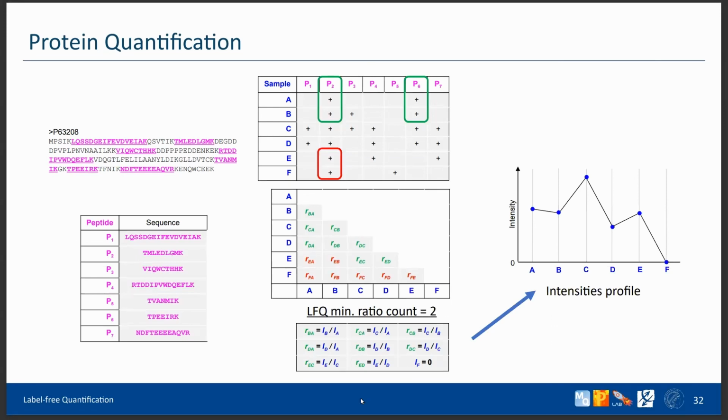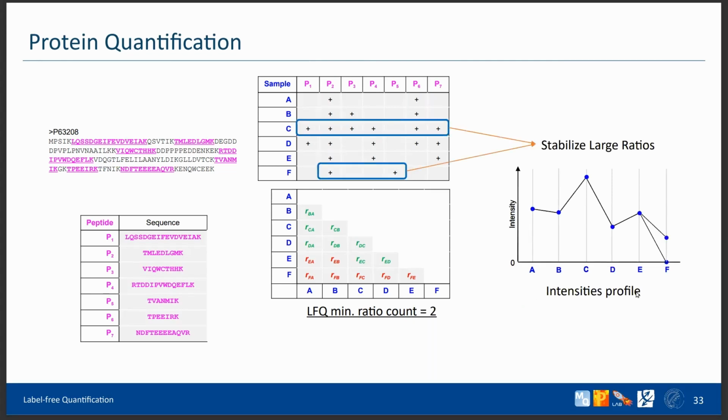So now, as a simple representation, we can see the intensity profiles here. We have all the ratios and the profile of their intensities. And as you can see here, since we consider a minimum ratio equal to 2, F does have 0 here in the intensity profile.